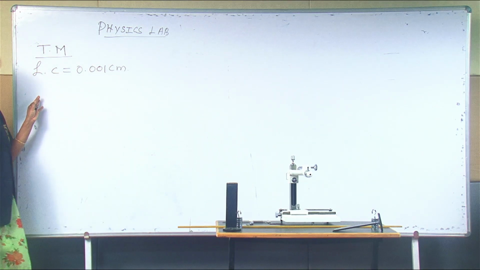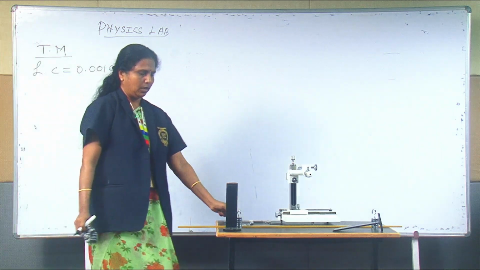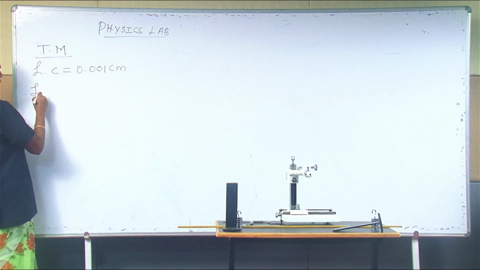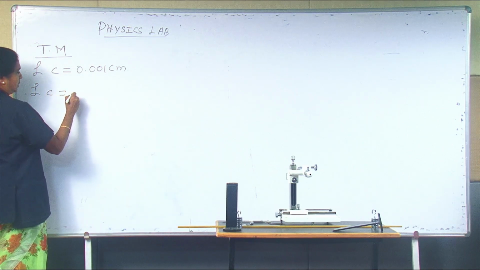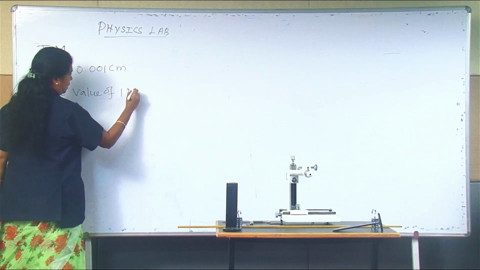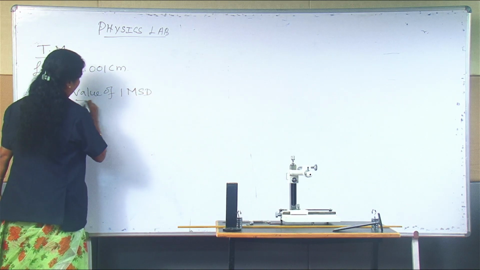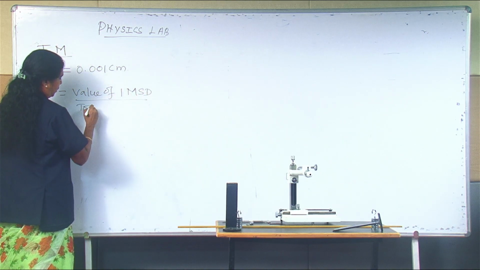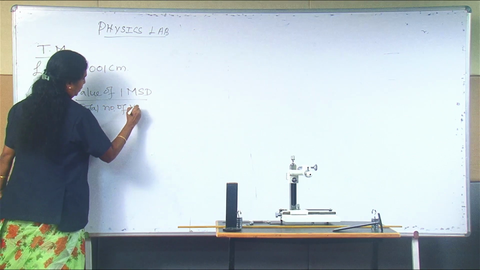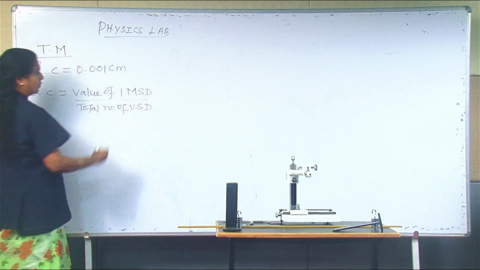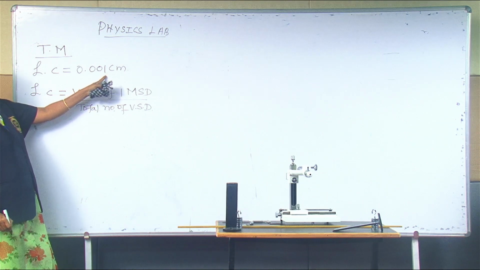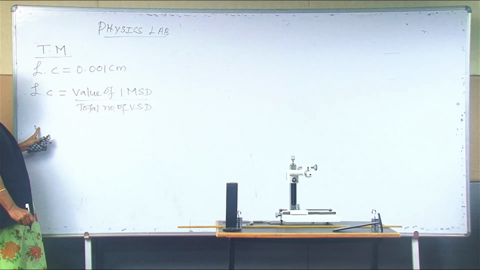And the same formula that we use for the vernier caliper, you have to apply it here. What is the least count formula for the vernier caliper? That is the value of 1 MSD divided by the total number of vernier scale divisions. You know the least count value because I already told you: 0.001 centimeter. So the least count is 0.001 centimeter.